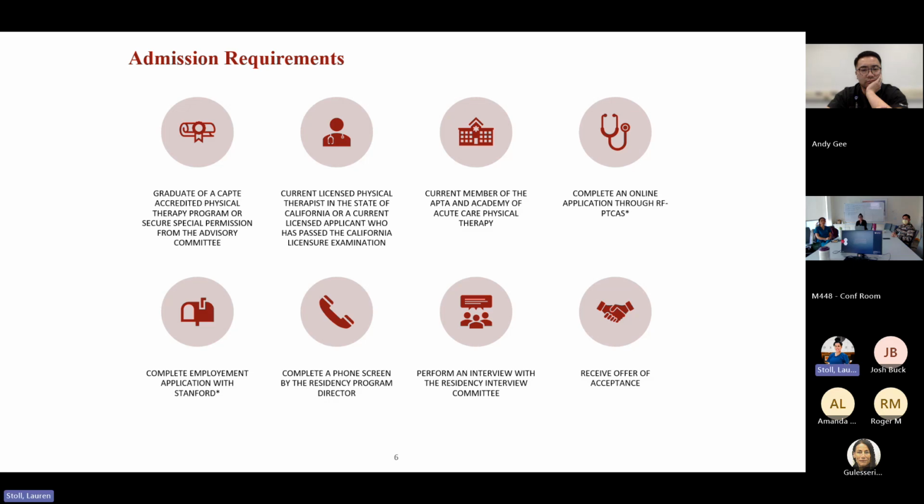Okay, so here is what is required for you to be considered for admission to the program. You have to be a graduate of an accredited PT program. You have to be currently licensed in the state of California, or you can also be a licensed applicant who has passed the California licensure examination. There might be a caveat for people who have PTLA status, but typically in order to come in as a resident, you have to be licensed in the state of California. So you have to pass your boards before you start in August.